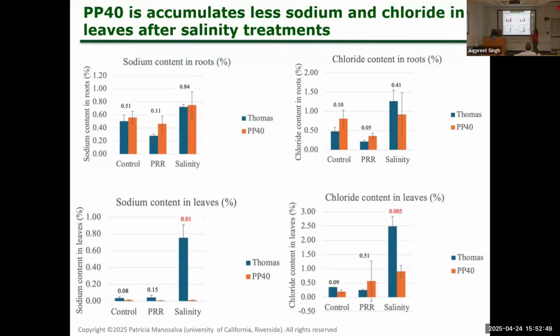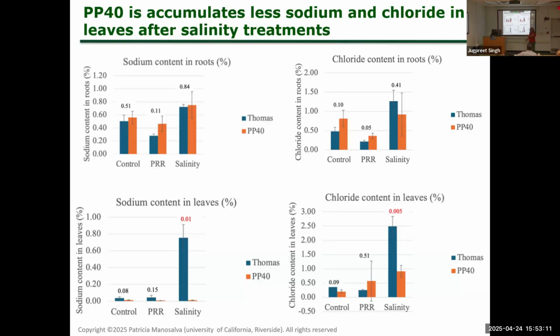But what makes the difference is in the leaf, which is where you see the leaf damage. You see that Thomas, which is the susceptible one, has way more sodium and chloride than PP40. So we know that PP40, because this is ungrafted, this is the PP40 alone.